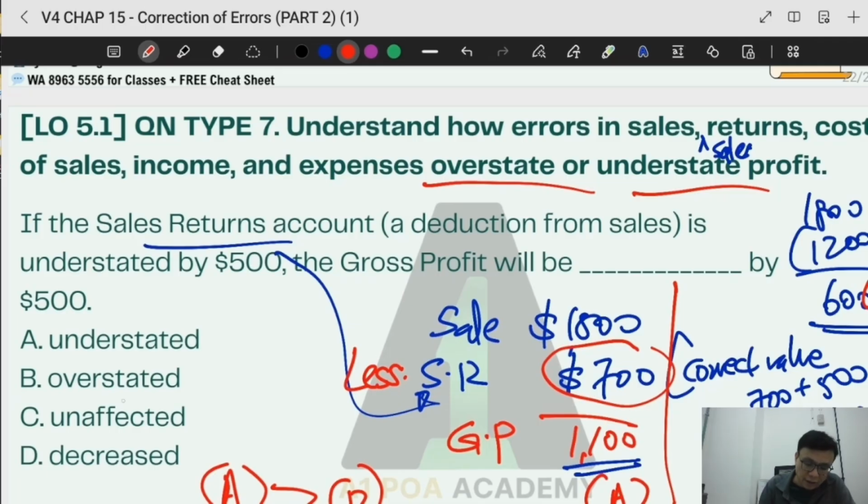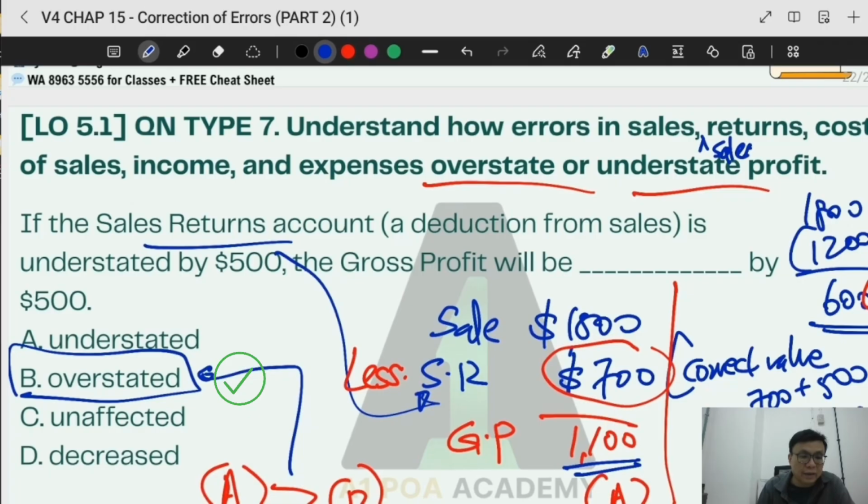So the answer, it has to be B. Overstated by $500. So over here, you can run through a quick one. First one, just to double confirm. A, understated. No, it is overstated, as you can see over here. A more than B. So this is wrong.